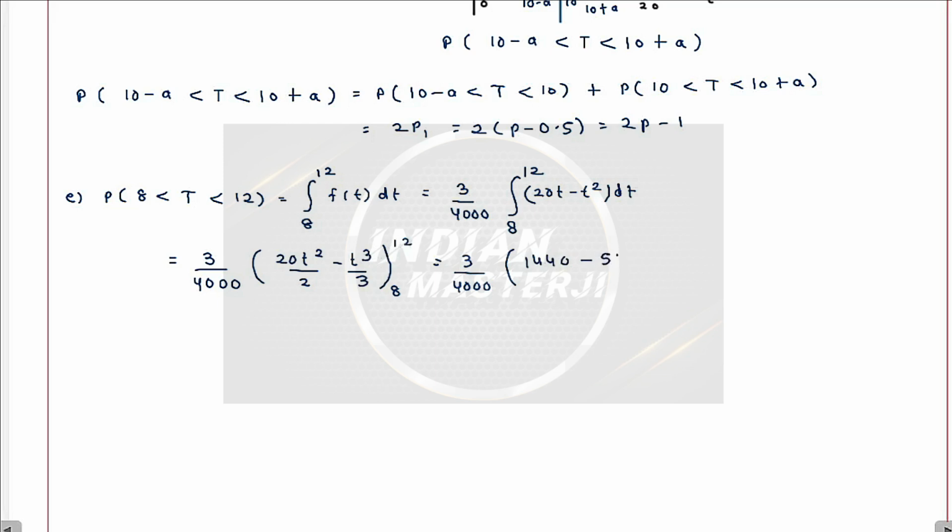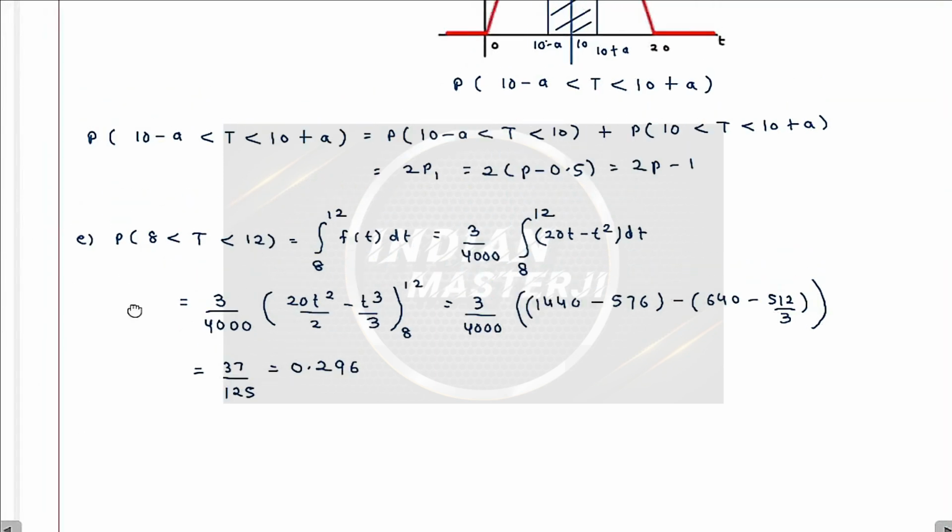What do I get? I get 576. So for the upper limit, I get 1440 minus 576, minus the lower limit. Let's put the lower limit 8 here. If I put 8, it becomes 64 into 10, that is 640, minus 8 cube divided by 3. What do I get? I get 512 divided by 3. If I solve this whole bracket and multiply by 3 by 4000, I get 37 by 125, which is equal to 0.296. So this is part E.